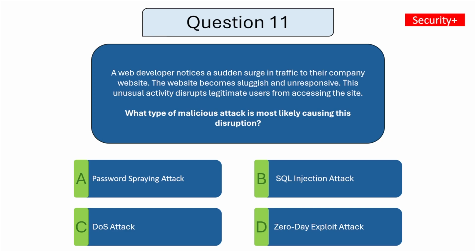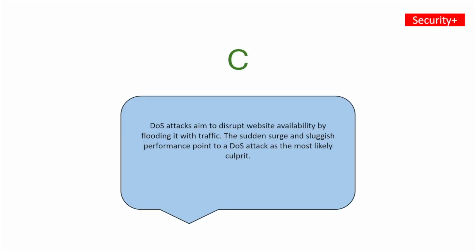Pretty straightforward question here. So a company website is becoming sluggish and unresponsive due to a sudden surge in traffic. Only one of these 4 attacks would best explain that, and that would be C, which is denial of service attack. Going with C. DOS attacks aim to disrupt website availability by flooding it with traffic. The sudden surge and sluggish performance point to a DOS attack as the most likely culprit.